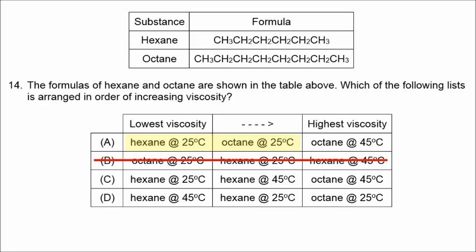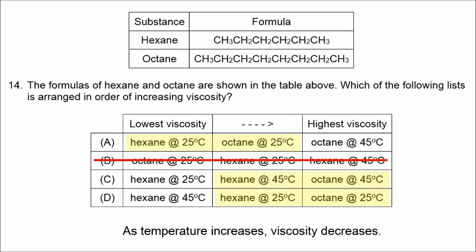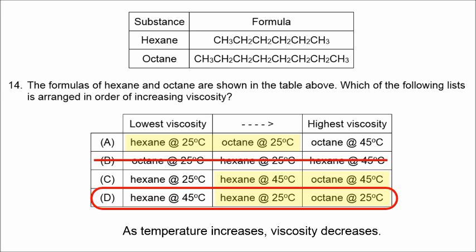B, that's incorrect because it says that octane is less viscous than hexane. And C and D, so far it has octane greater than hexane at the same temperature. But as temperature increases, viscosity decreases. So that means that octane at 45 degrees would actually be less viscous, so it's not A. And hexane at 25 degrees would be more viscous, so it's not C. Correct answer is D. Warm hexane is less viscous than room temperature hexane. And then octane at the same temperature would be even more viscous.